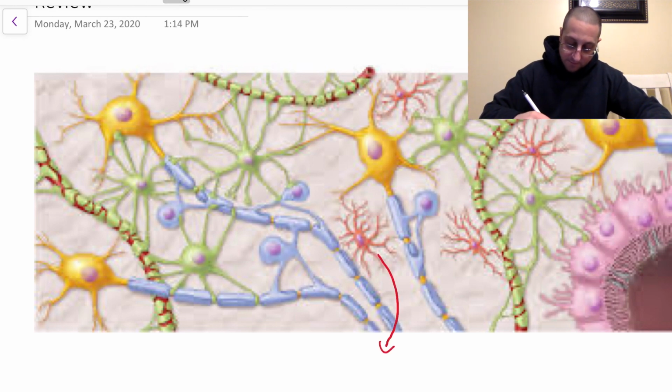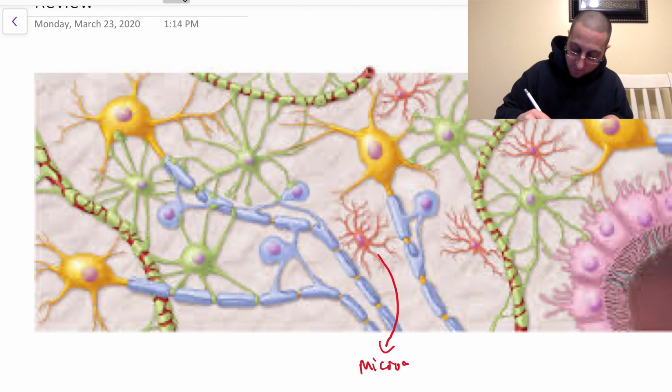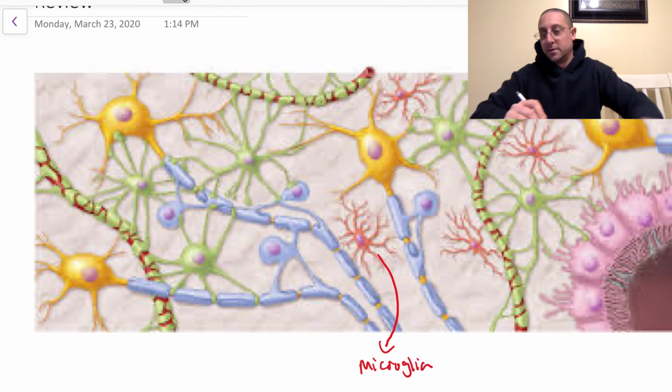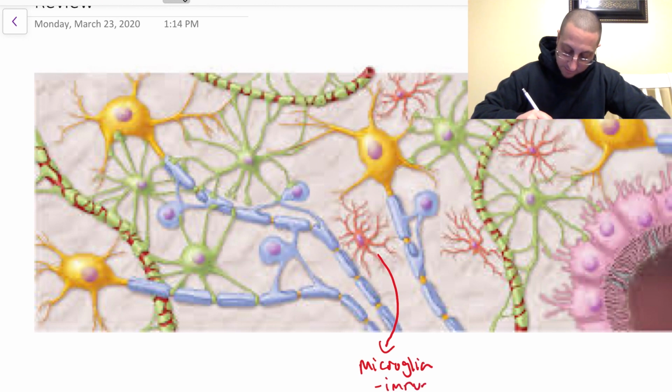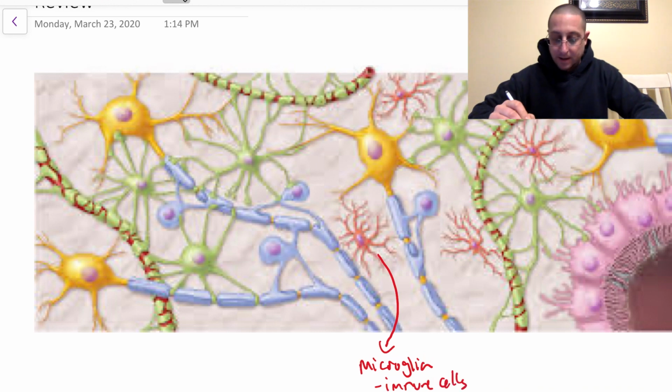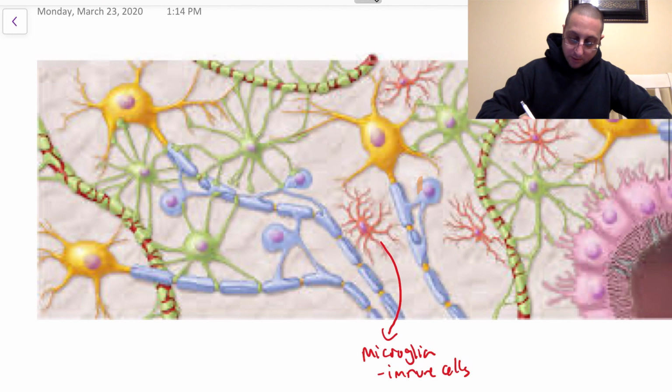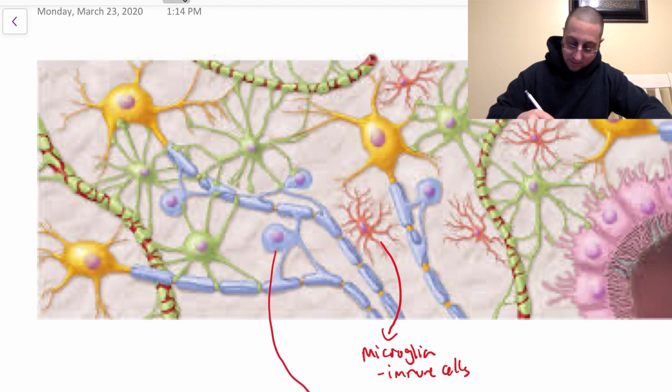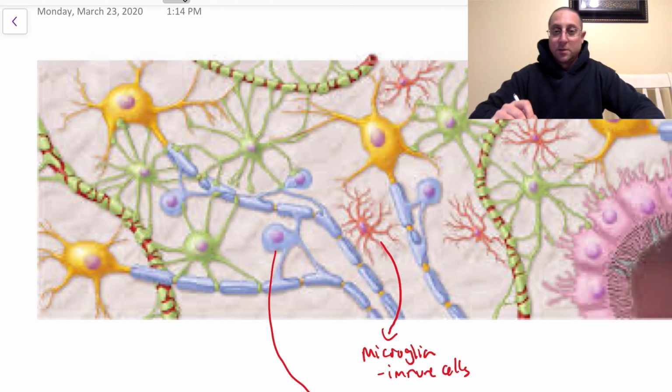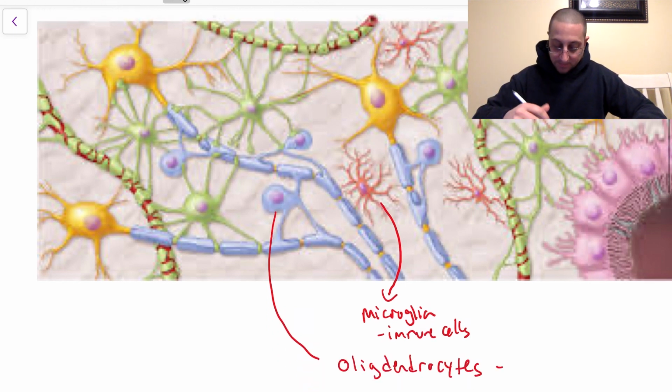So this red one right over there, that is going to be our macrophages, that's the microglia. They are the immune cells, so they fight the foreign pathogens. Over here, you see in blue, I'm putting an orange right there. Those are going to be our oligodendrocytes. And those make the myelin sheath. And their counterpart in the peripheral nervous system is going to be the Schwann cell. They make the myelin sheath.